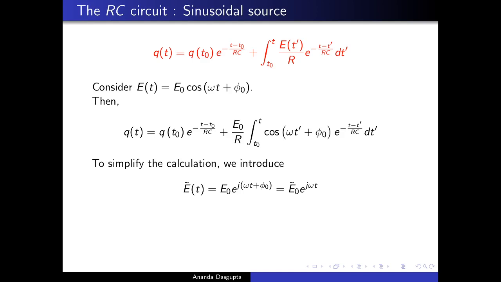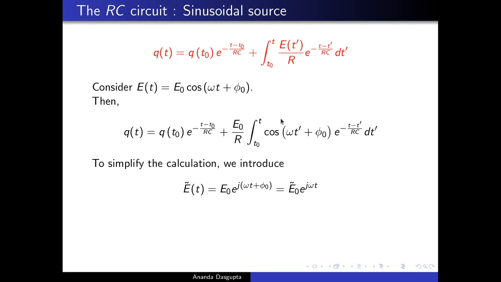So E0 e to the j omega t plus phi 0, where E0 of course is the original amplitude, a real number. What we can always do is define a complex amplitude E0 tilde by including e to the power j phi 0, the other constant term in this expression, along with E0 and making the whole thing a complex amplitude. So we have E0 tilde e to the j omega t. Why do we go in for this form? Because E0 tilde e to the j omega t has a real part which is exactly E0 cos of omega t plus phi 0.